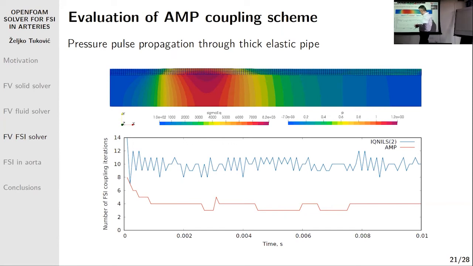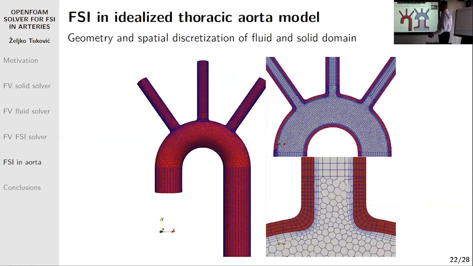With the added mass partition scheme, I need less than 4 iterations per time step, while with IQN-ILS I need 10. So maybe I didn't optimize it, but that is what I noticed. And the case is the well-known pressure propagation through a thick elastic pipe. And finally, I would like to show some results for an idealized artery case.